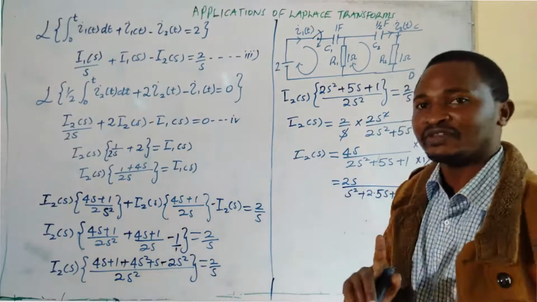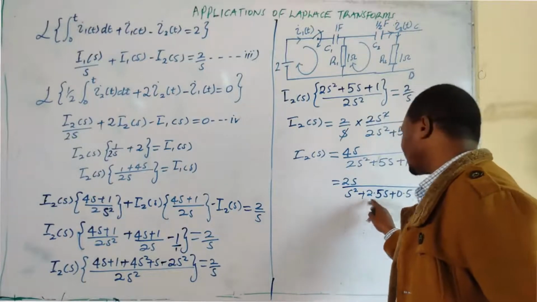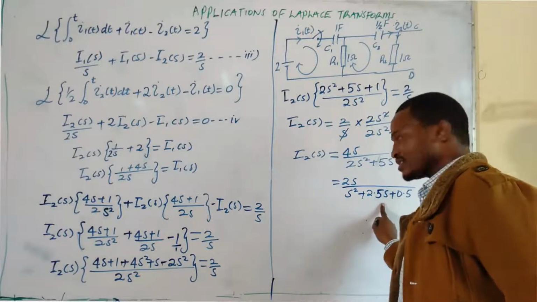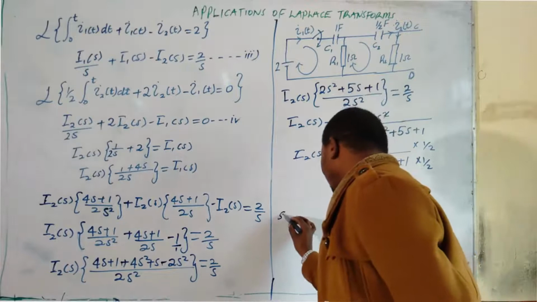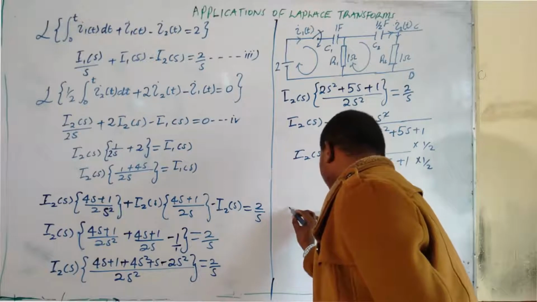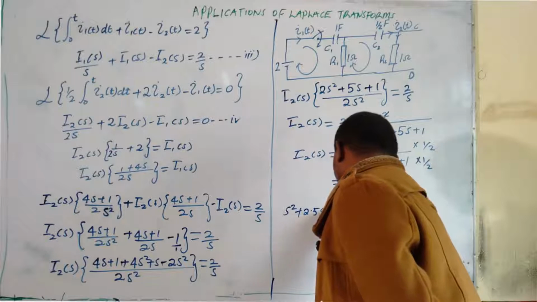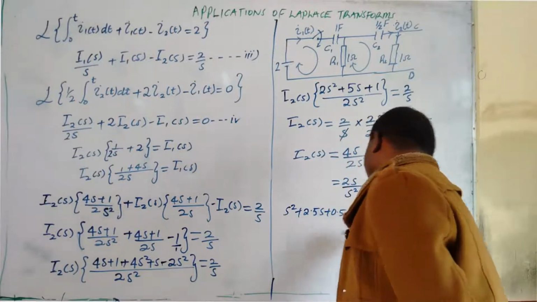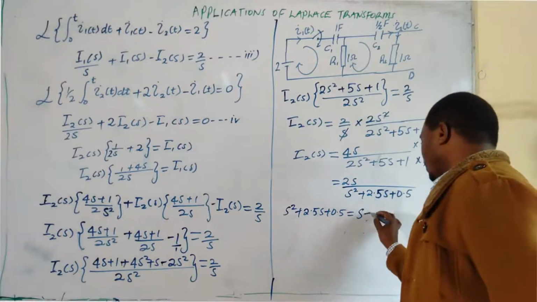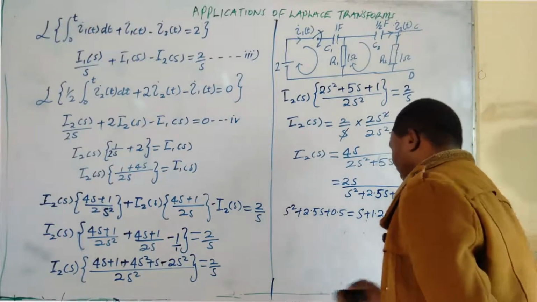Remember what we said in other videos. You take half the coefficient of the s. So now we can say s squared plus 2.5s plus 0.5. We can say this is s plus half the coefficient of this one, which is equal to 1.25. Let me not write my 5 like an s.